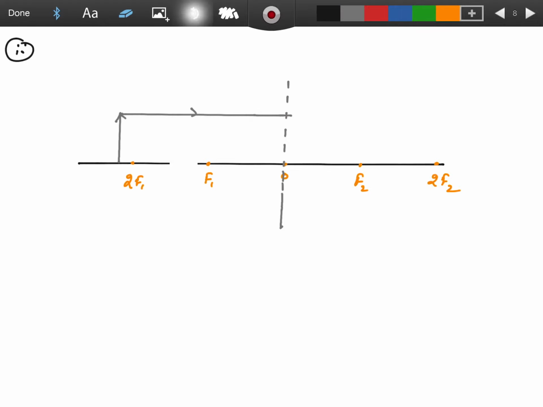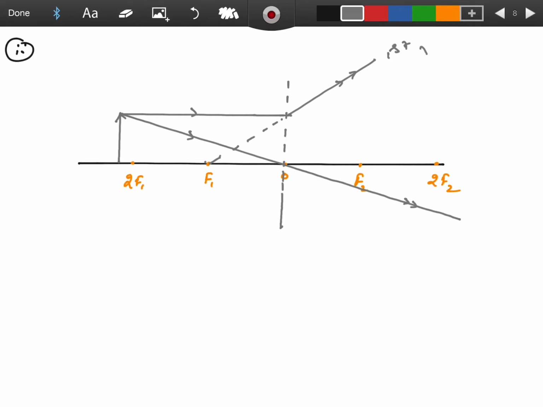After refraction, it will diverge and appears to diverge from this point, the focus. This is the first light ray. Second light ray I will consider through optic center. Any light ray passing through optic center goes straight without deviation. This is the incident ray, this is the refracted ray. See, this is the first refracted ray, this is the second refracted ray.